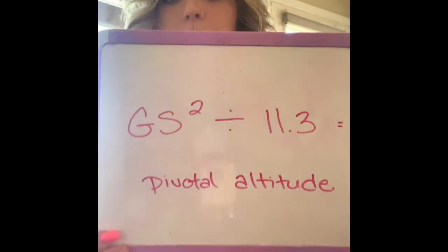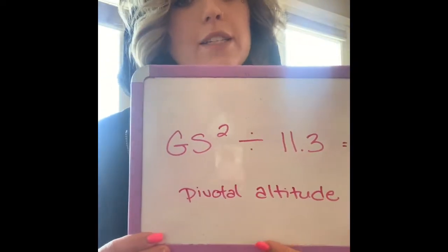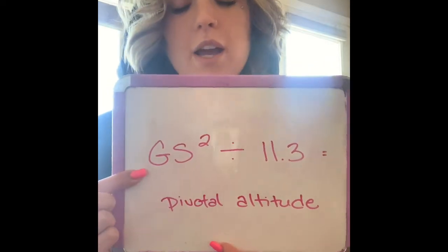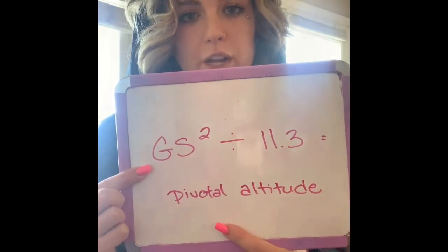So your pivotal altitude is based on your ground speed. And I have a formula here for you to find your pivotal altitude easily. It's going to be your ground speed squared divided by 11.3. Your pivotal altitude does not change with your bank, but as you're going in a complete turn, you're going to be going from downwinds to upwinds, and that will cause your ground speed to constantly change, which will result in your pivotal altitude varying. So your adjustments are going to be made by climbing or descending.